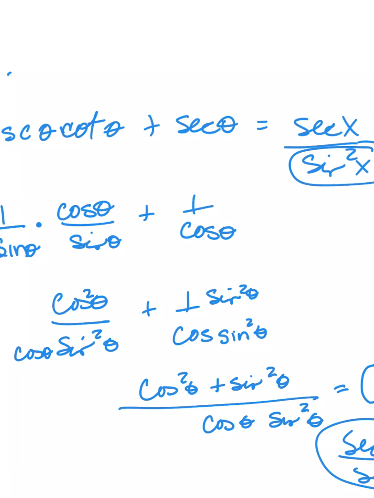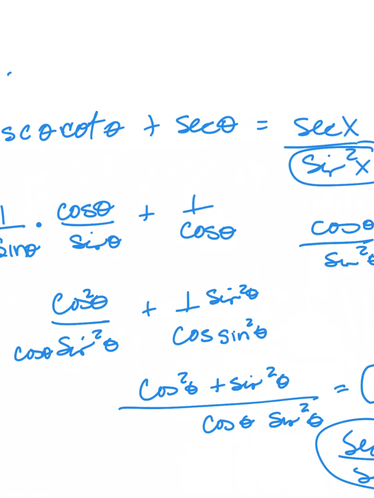So if you have cosecant and cotangent plus secant equals secant over sine squared, I change everything to sine and cosine, and it ends up being 1 over sine, cosine over sine, plus 1 over cosine. And then I combine the left fraction, and I get that that's equal to cosine of theta over sine squared of theta plus 1 over cosine of theta.